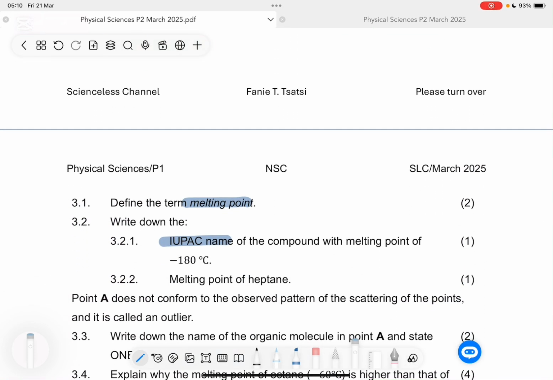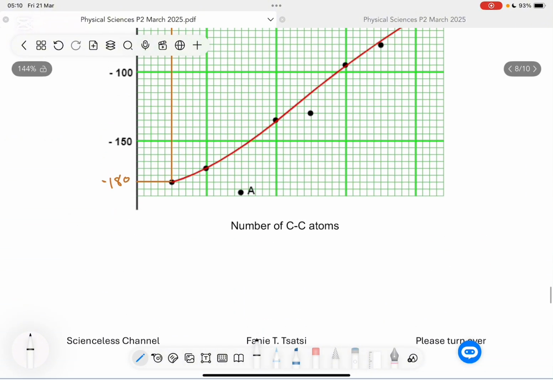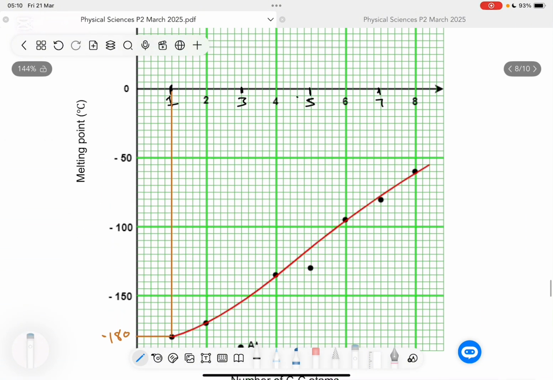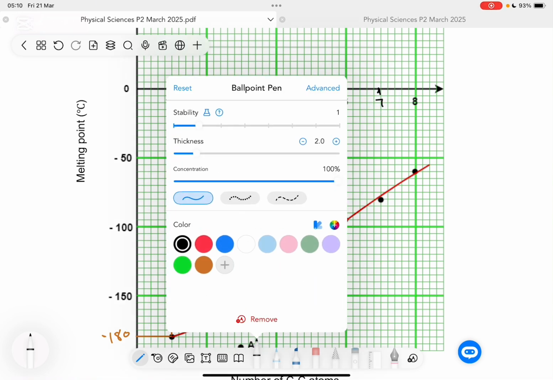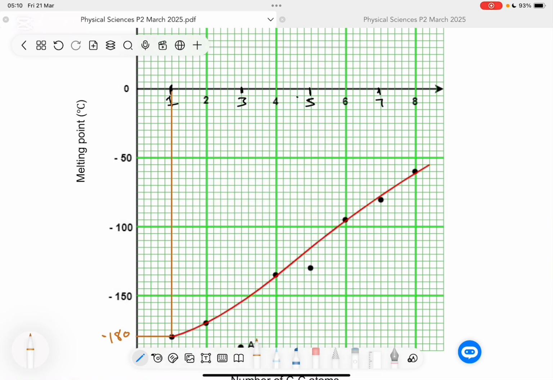Under 3.2.2, they say write down the melting point of heptane. Now, it is very important for us to understand that heptane is made up of 7 carbon atoms. So that means we are going to go to the number of carbon atoms where there are 7 here. And we are going to do the same thing here. But in this case, we start off with the number of carbon atoms, to say we are having 7 carbon atoms.